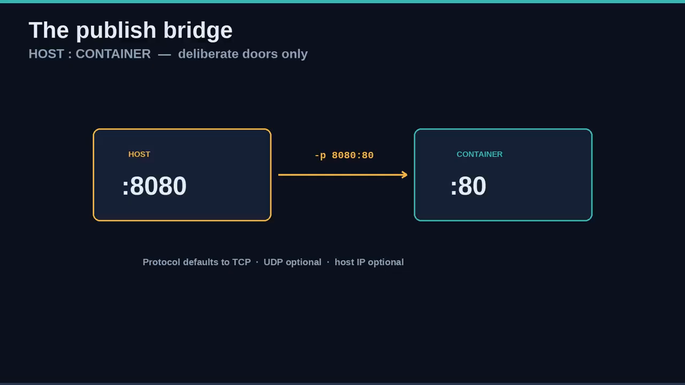The shape you must remember is host:container. Left side is the door on your machine. Right side is the socket inside the room. So -p 8080:80 means when something knocks on host port 8080, forward that traffic into the container's port 80. Protocol defaults to TCP. You can specify UDP when you need it. You can even pin a host IP if you only want the door open on one interface. The mapping is deliberate. Nothing is opened by accident.